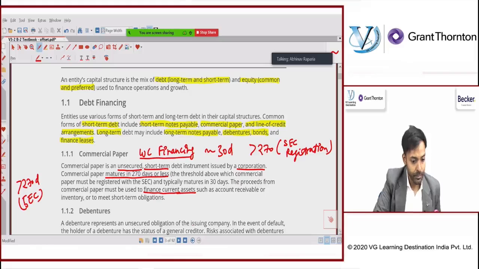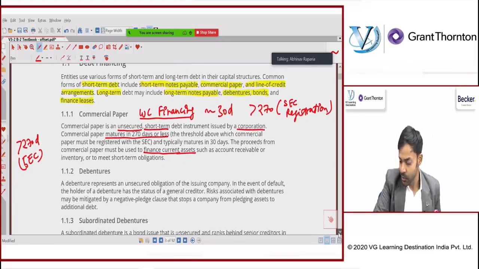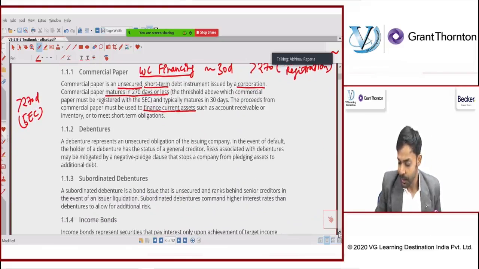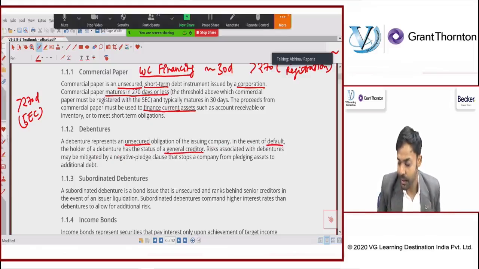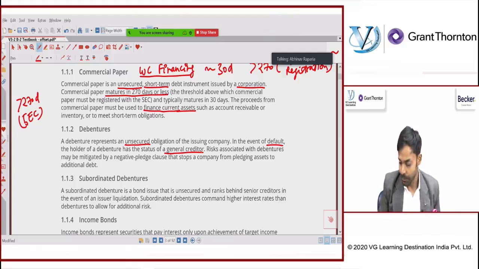Okay. Now let's see what is the second instrument. Second is debentures. A debenture represents an unsecured obligation. It is also an unsecured obligation of the issuing company. In the event of the default, right? In case of a default, what is happening? The holder of the debenture has the status of the general creditors. It's a general creditor. So that means you become the unsecured creditor and you will get the money after the secured creditors are paid, right?